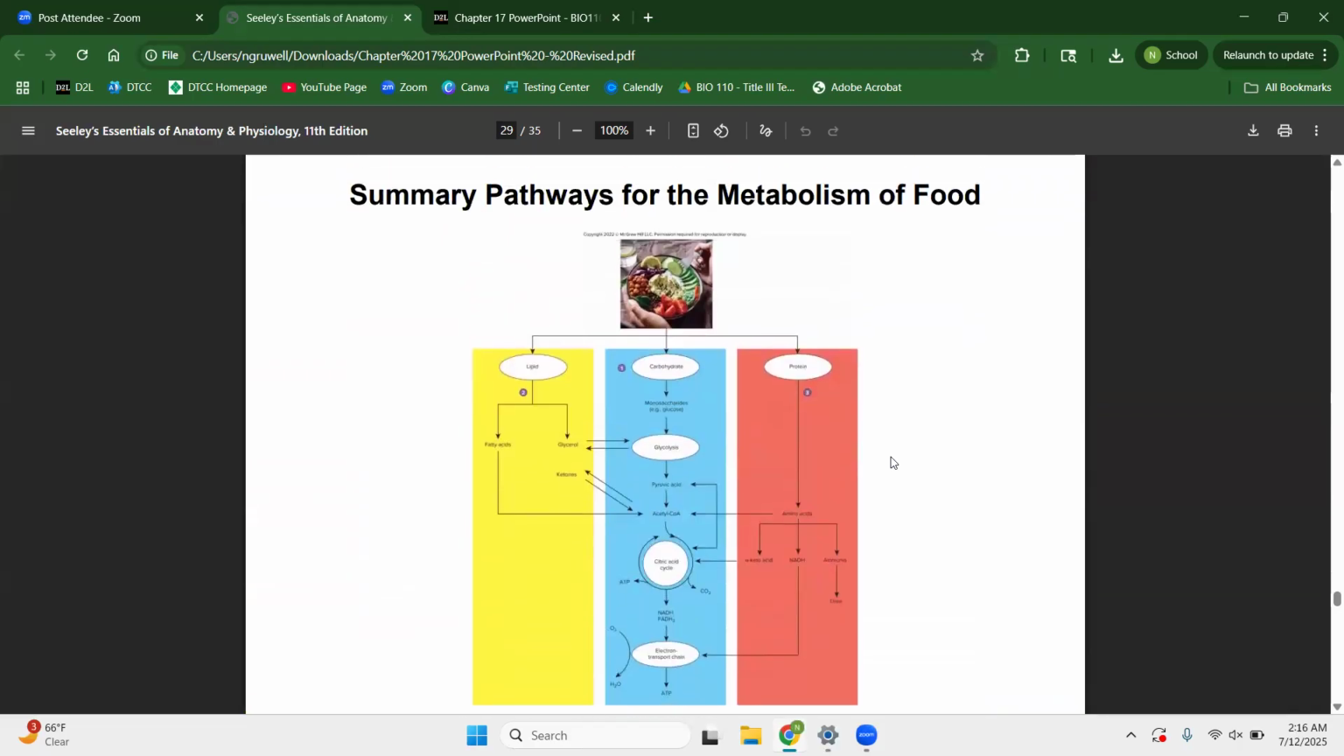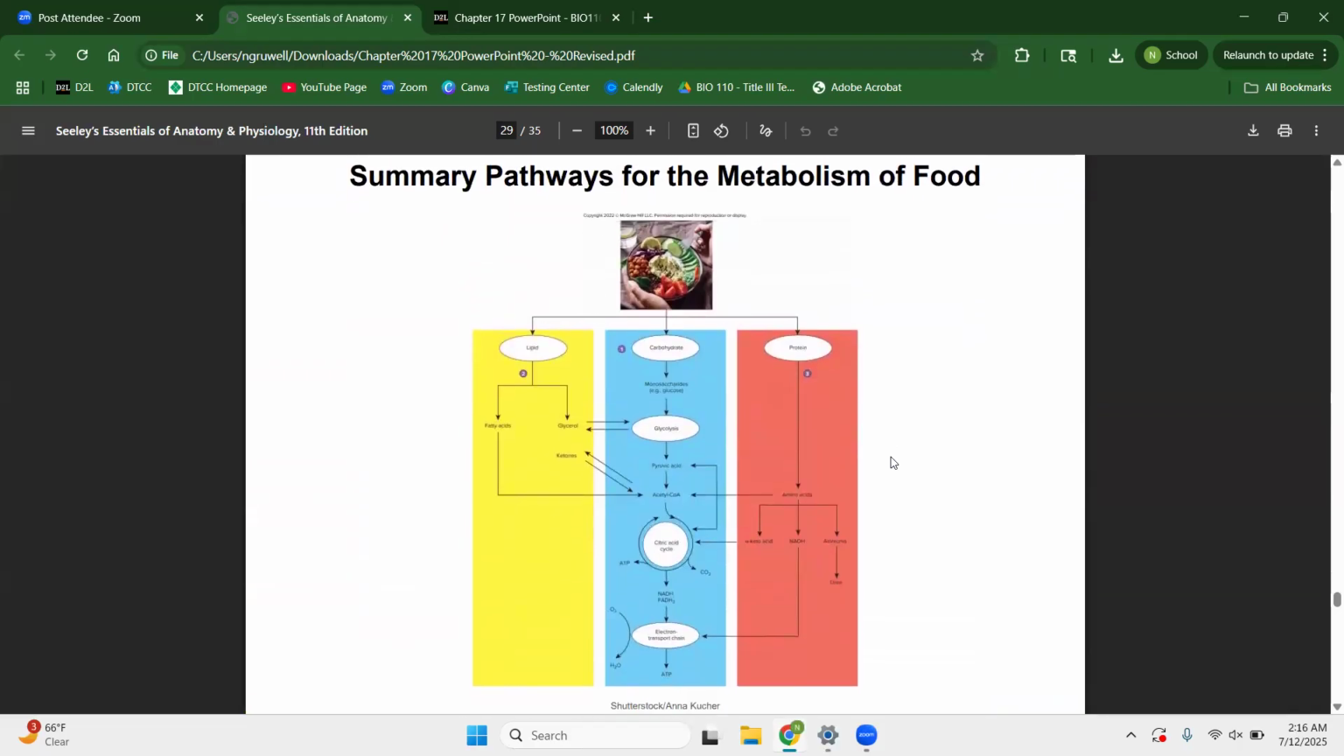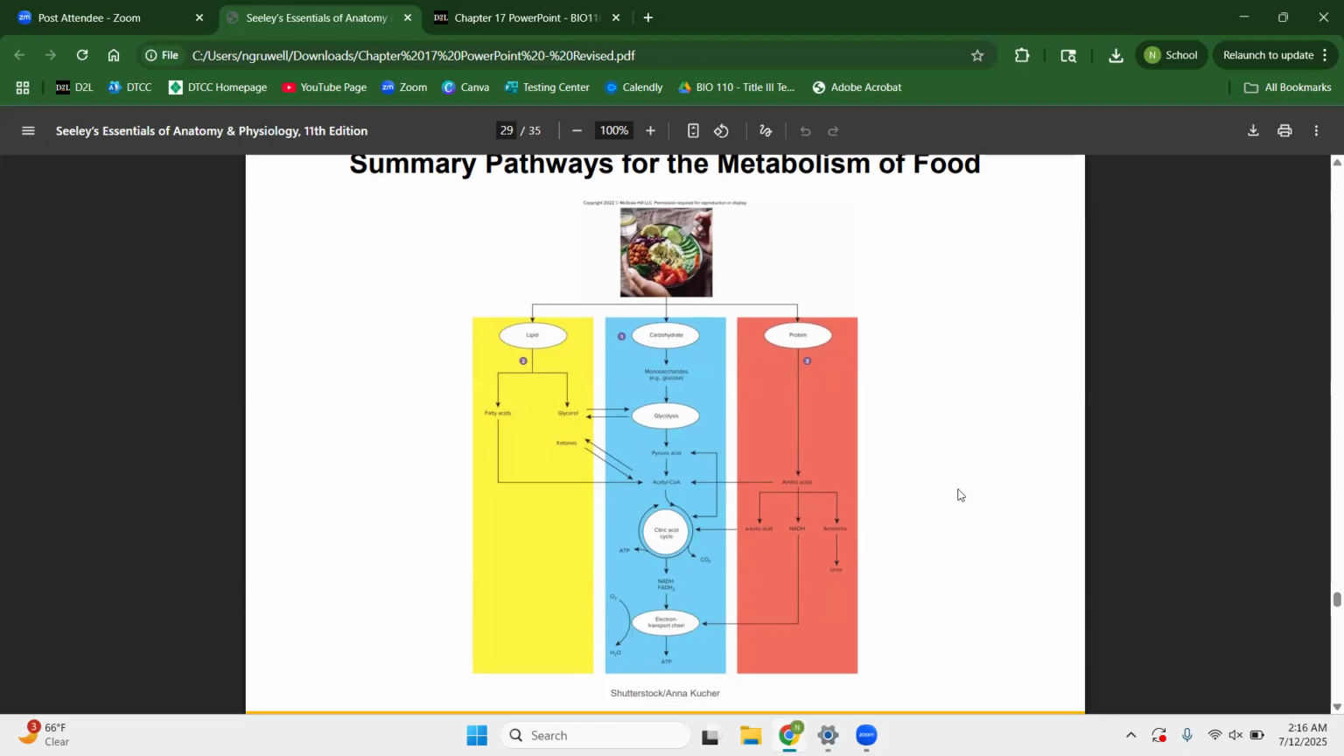All right, this is a really, really good summary slide of how our pathways work. This is more detailed by a lot than you need to know, but it's a really good graphic to hang on to and keep in your notes because it's going to help you down the line if you ever talk about nutrition in a more complex way.